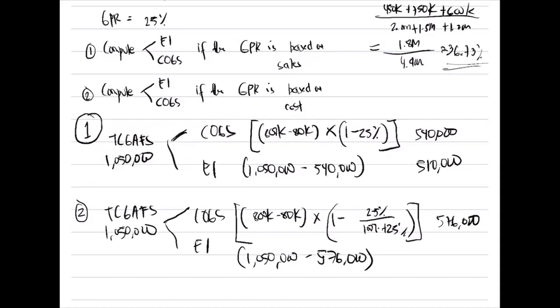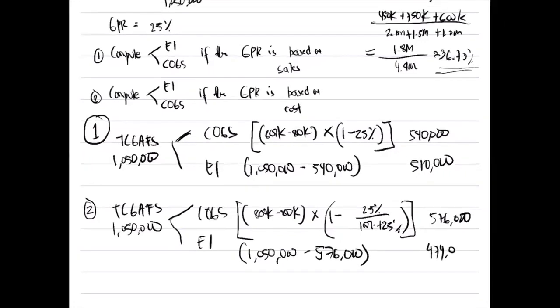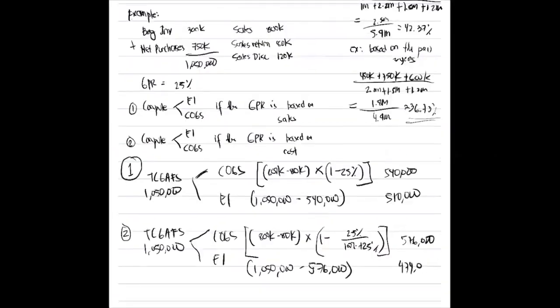This will give us an amount equal to 474,000. Okay? So here we estimated our total cost of goods available for sale as to the amount of cost of goods sold and ending inventory based on your gross profit rate, whether it is based on sales or based on cost. Okay? So are we clear? Clear?